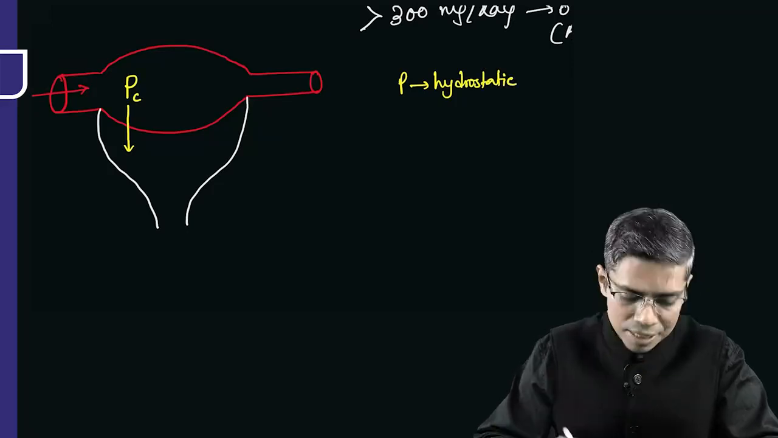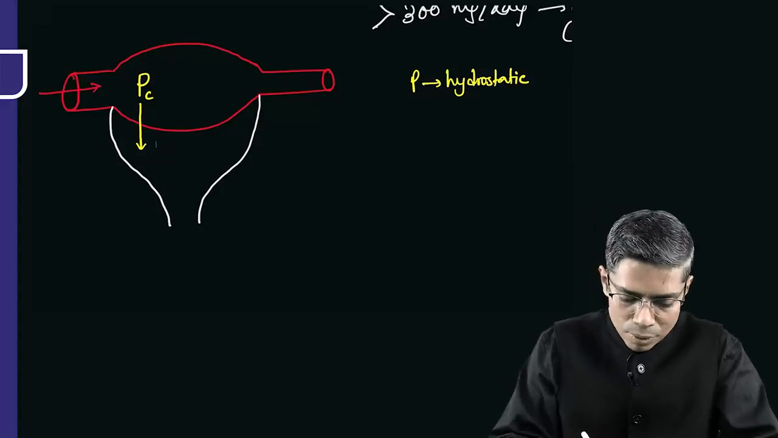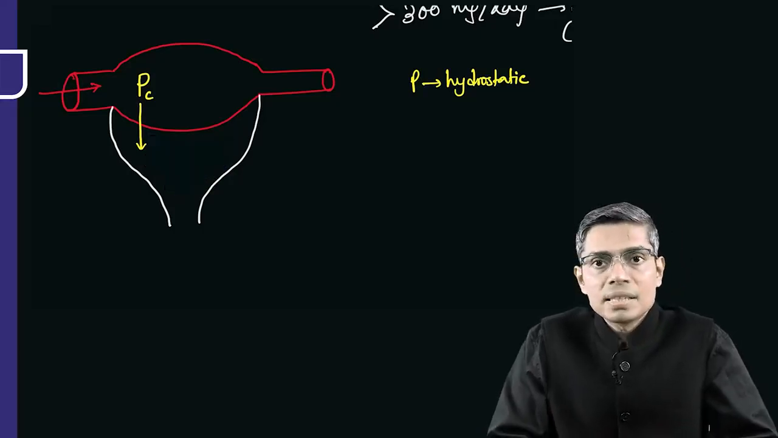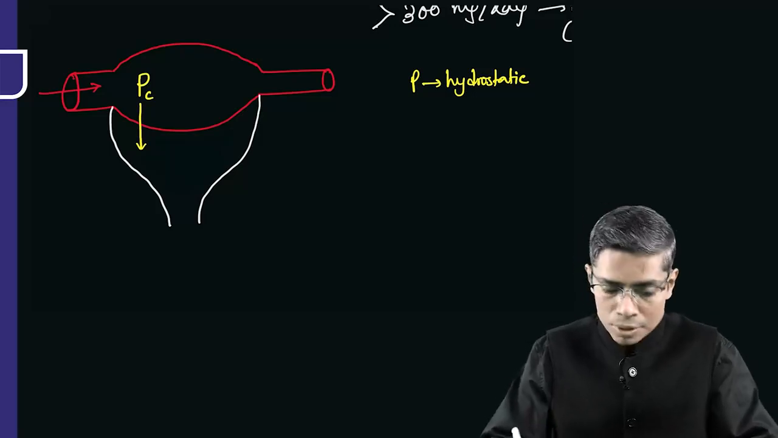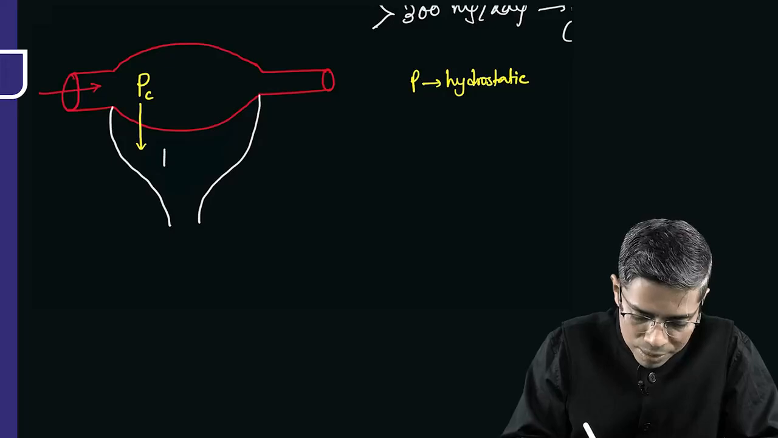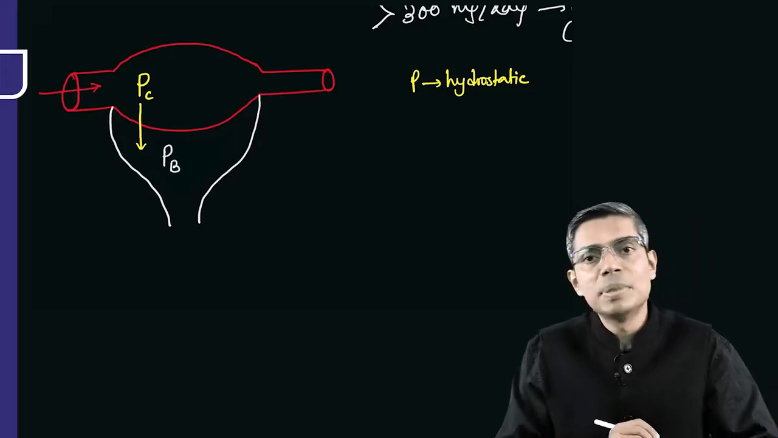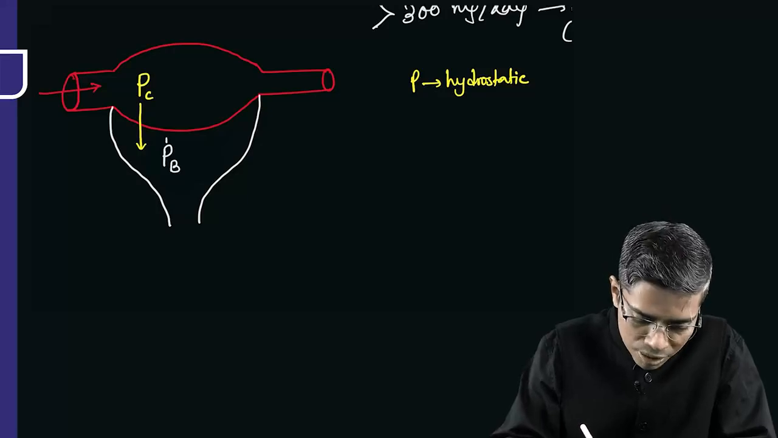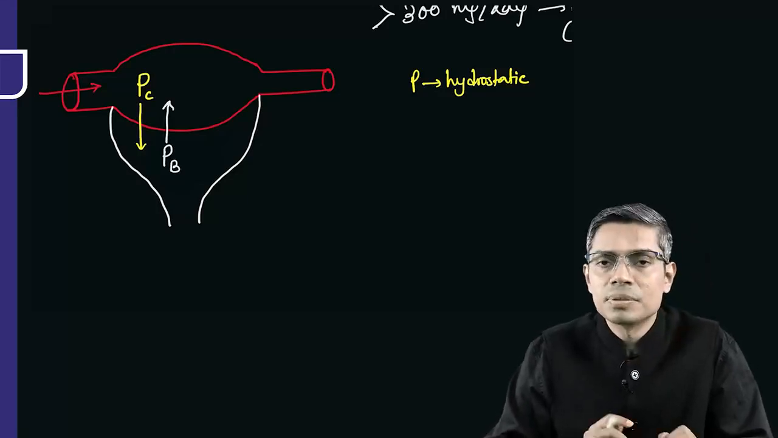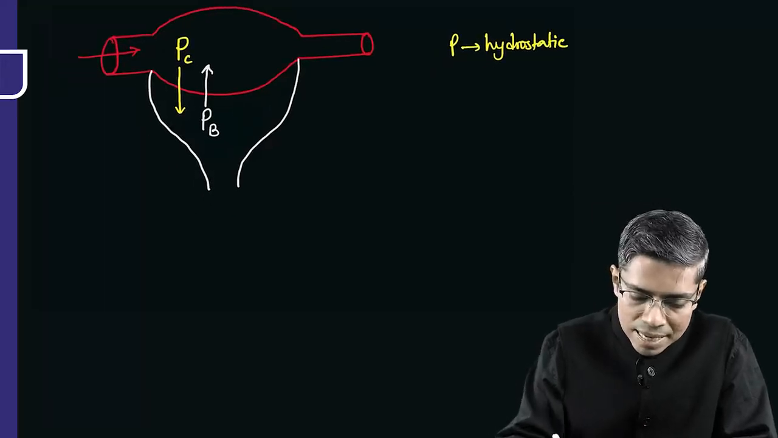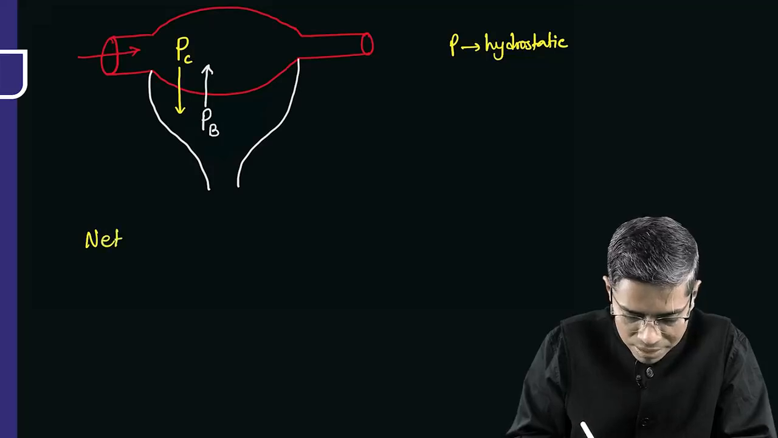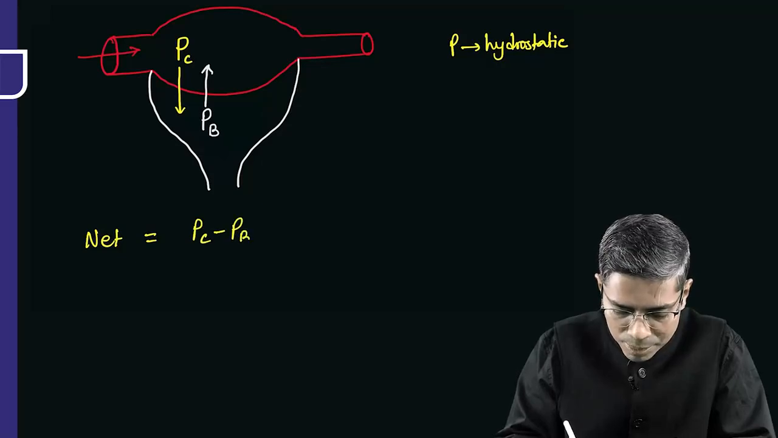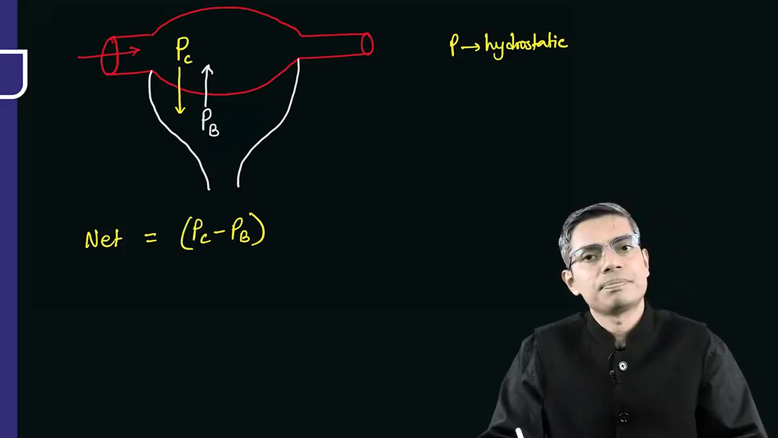Similarly, the Bowman's capsule also contains a certain amount of water because the filtration is always going on. Water means again there will be hydrostatic pressure inside the Bowman's capsule also. So the hydrostatic pressure of the Bowman's capsule, suppose I am writing PB, where B stands for Bowman's capsule, will try to push the fluid in the opposite direction. So if I ask you what is the net hydrostatic force, obviously we will say that PC minus PB is the net hydrostatic pressure at the level of this capillary.